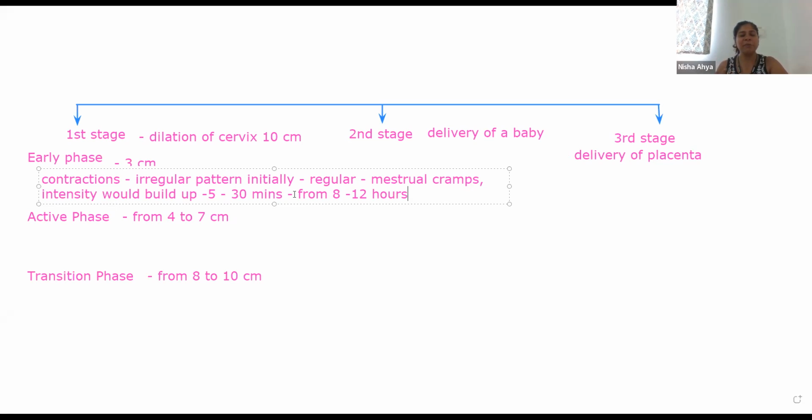Okay, so for some women, the early phase, especially in the second and third pregnancy, could be subtle and they may not experience the cramps. Then they go to the hospital and the doctor will say, oh, you are 3 to 4 centimeter dilated. So it is also possible that they may not experience any kind of contractions on the surface. Okay, is that clear? The contraction intensity here is 30 to 45 seconds. One contraction can last for 30 to 45 seconds.